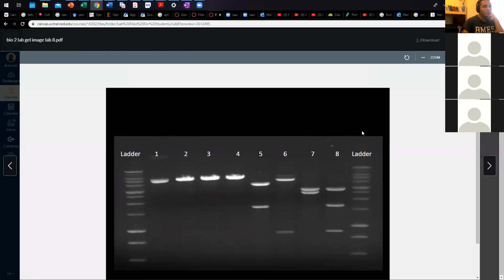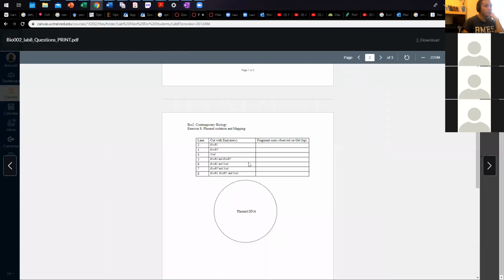And I'll walk you guys through how to determine that. But first, we'll go through the questions, what it's asking. So that's what you'll need to do for this first part. You'll need to determine the relative positions of where each cut occurs based on the fragment sizes you get from each cut and combination of cuts.